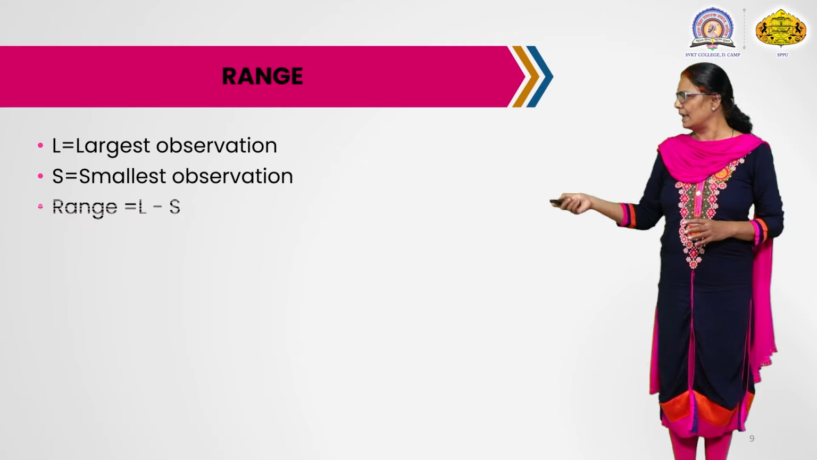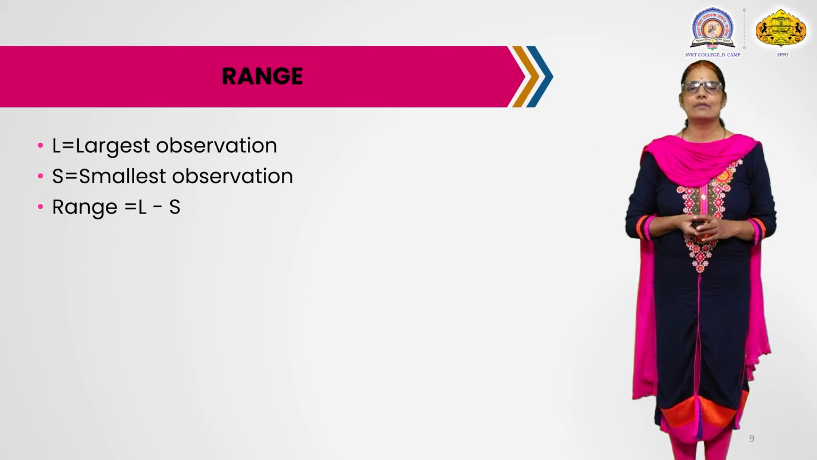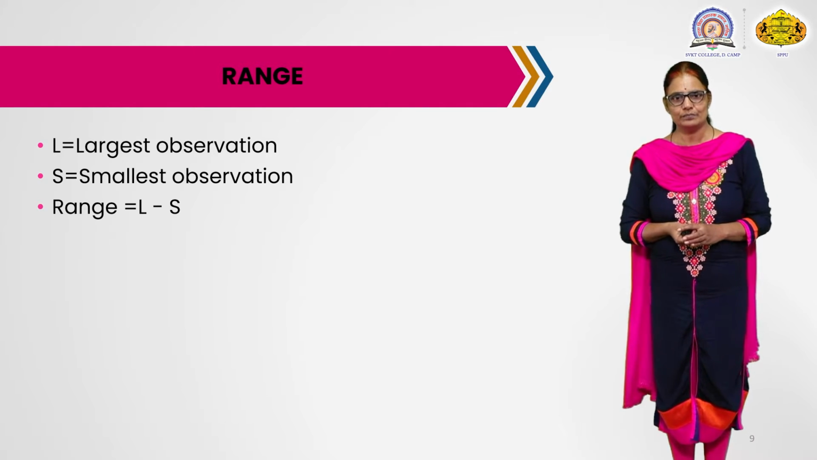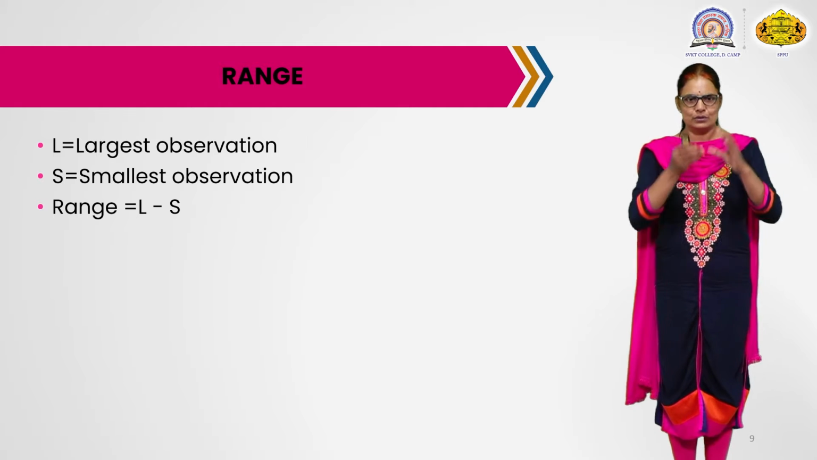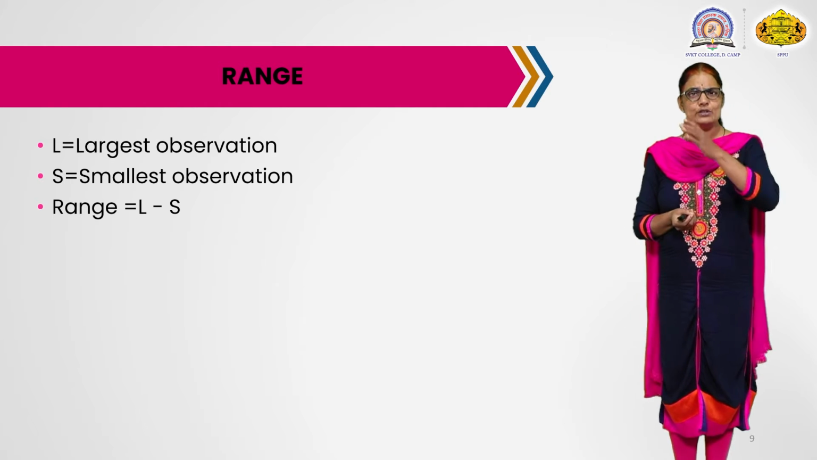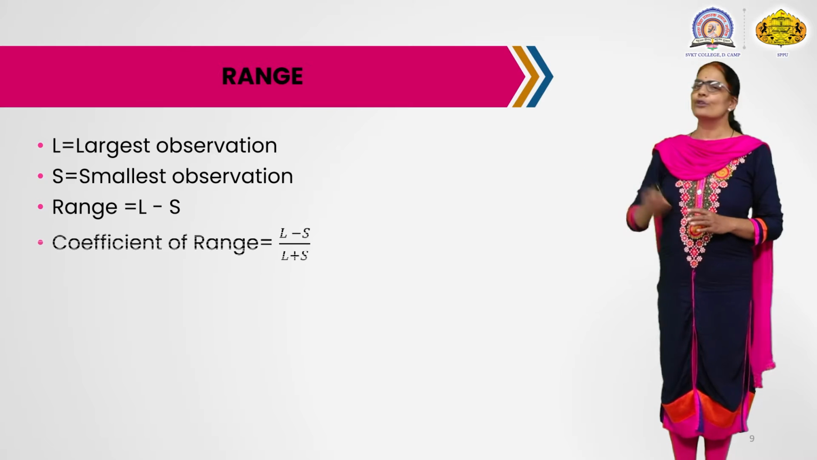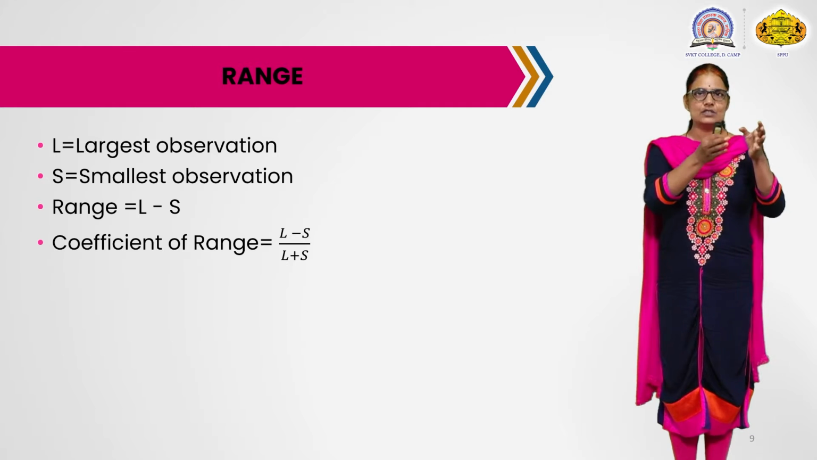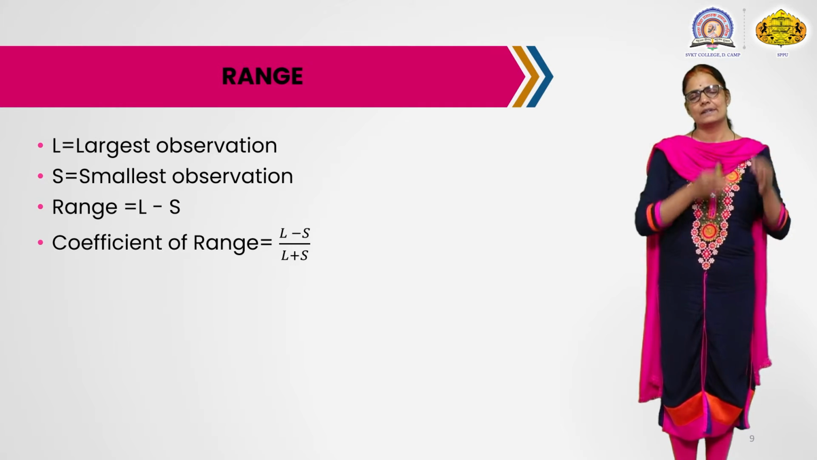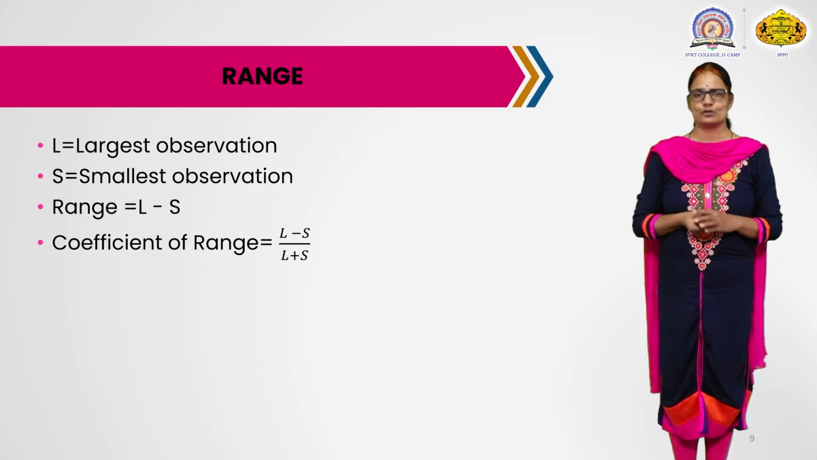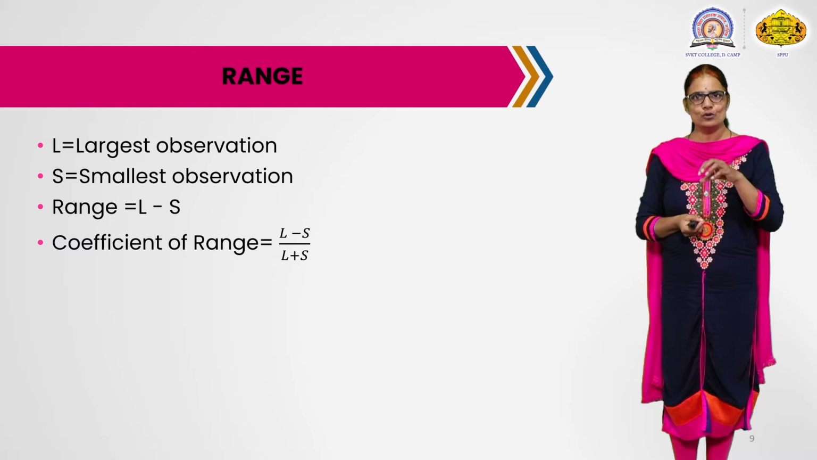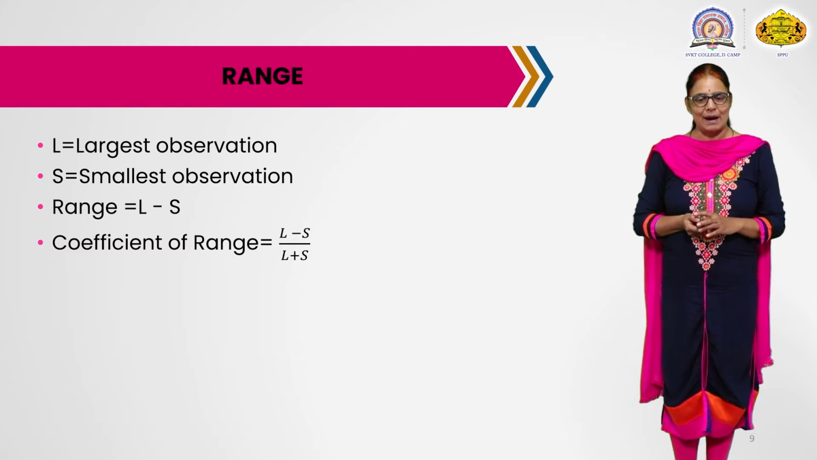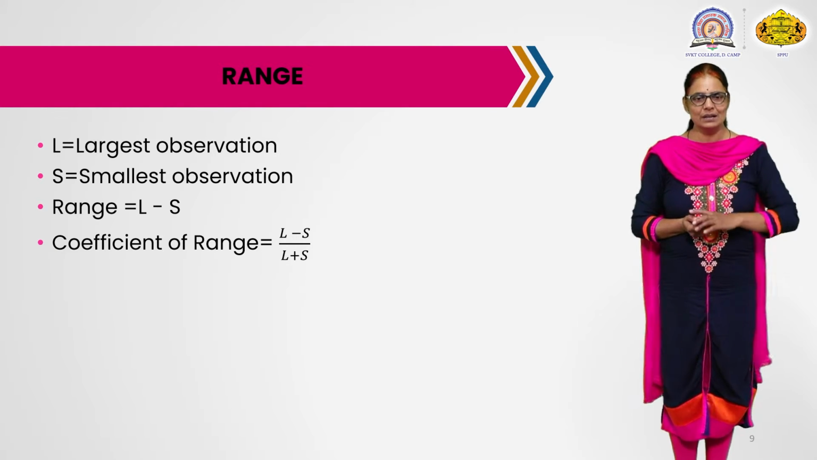The range is defined as the largest observation minus the smallest observation of the series. Here, range is the absolute measure of dispersion, and the other one is the coefficient of range. The coefficient of range is defined as the largest observation minus the smallest observation, divided by the largest observation plus the smallest observation. Obviously it has no unit and it is a relative measure of dispersion. So the definition is very easy, as you can observe here.